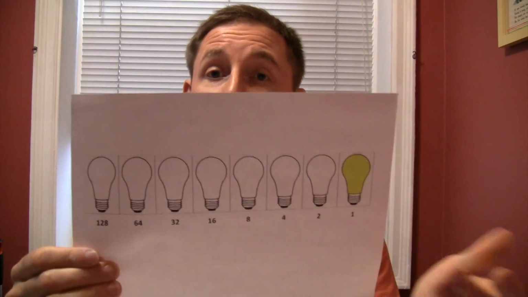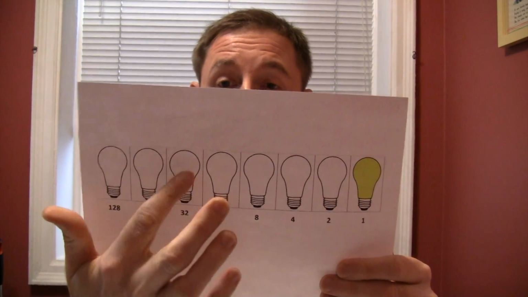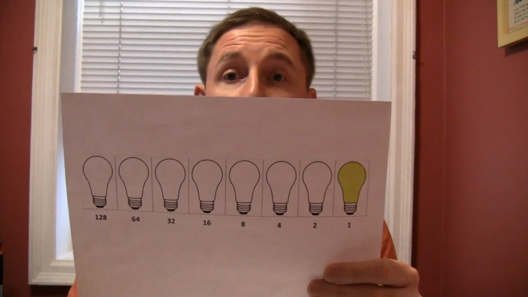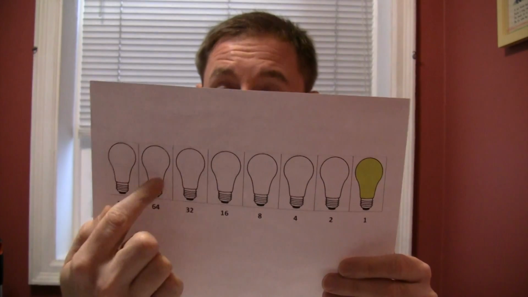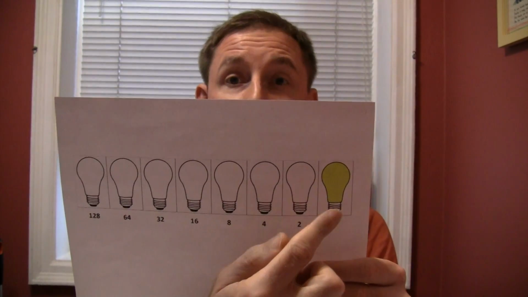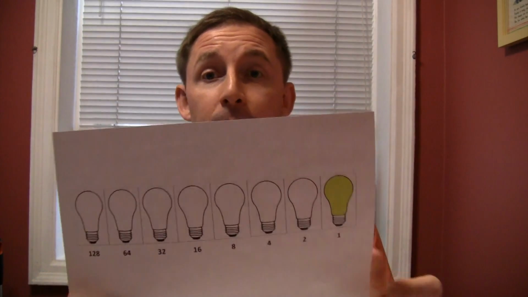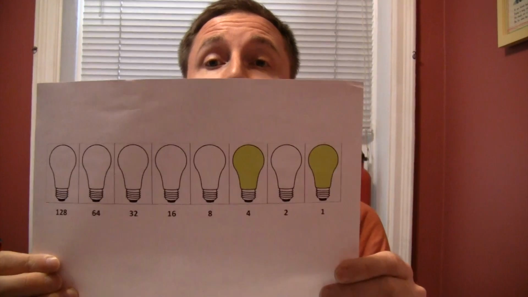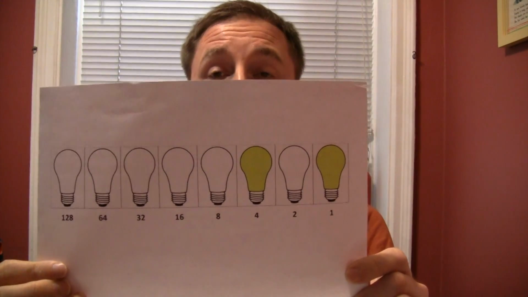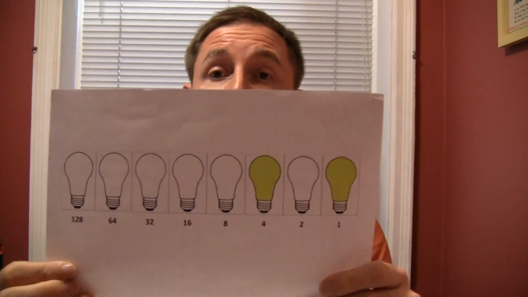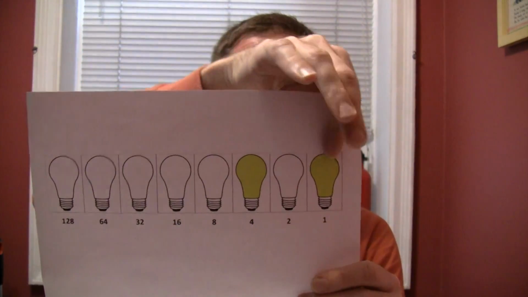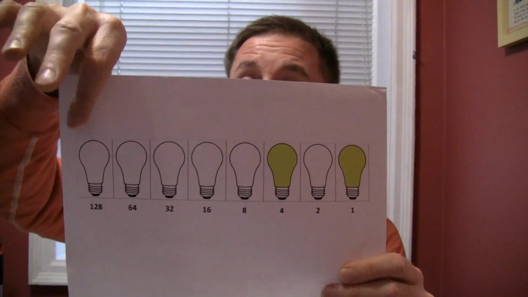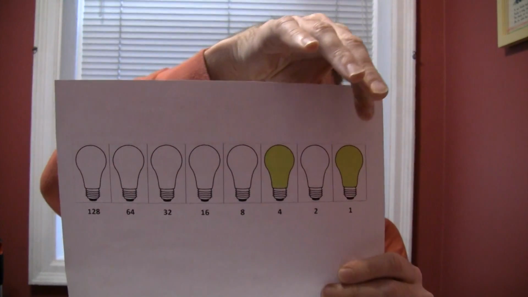So say we turn on the first light bulb. This would be the number 1, or 0, 0, 0, 0, 0, 0, 0, 1, or off, off, off, off, off, off, off, on, or false, false, false, false, false, false, false, true. That would be the number 1. But we can count further with this. Say we turned on 2 light bulbs, the one for the number 1 and the one for the number 4. So this would be 5, or in binary, 0, 0, 0, 0, 0, 1, 0, 1, or false, false, false, false, false, true, false, true.